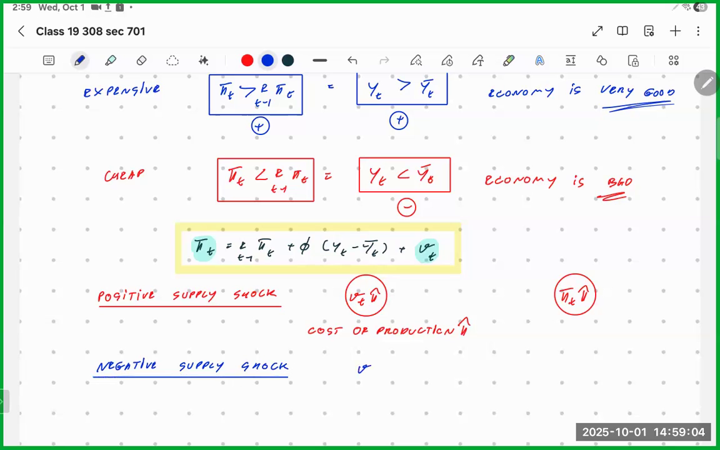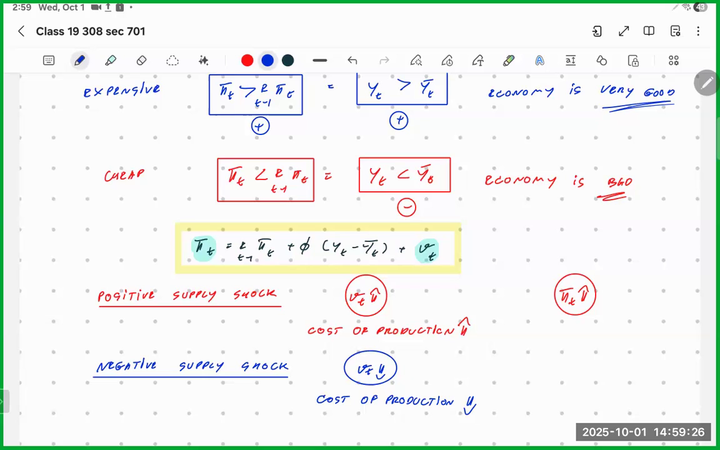Negative supply shock is VT going down. This means we have some factor that affects the cost of production. It makes the cost of production become lower. For example, we have a new technology, AI, computer, robot, or something like that. It makes the cost of production become lower.